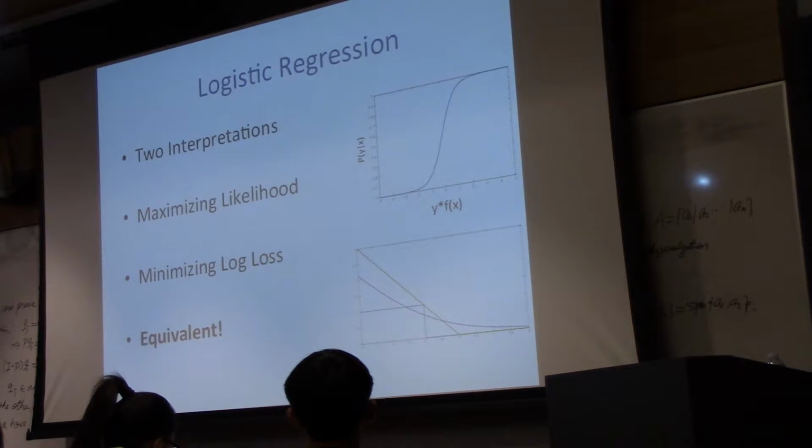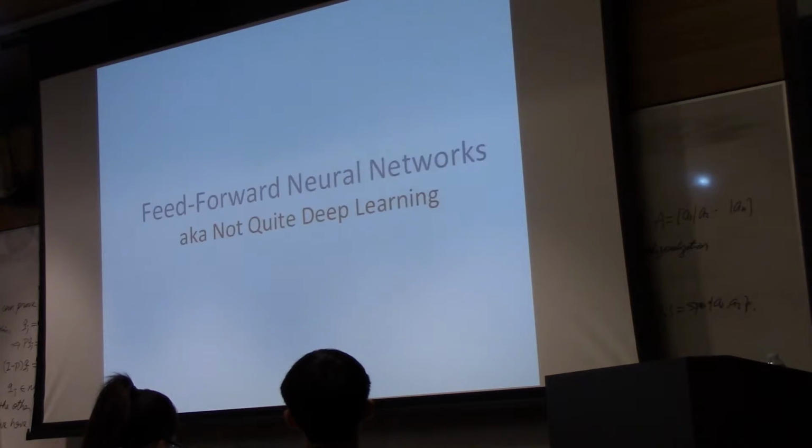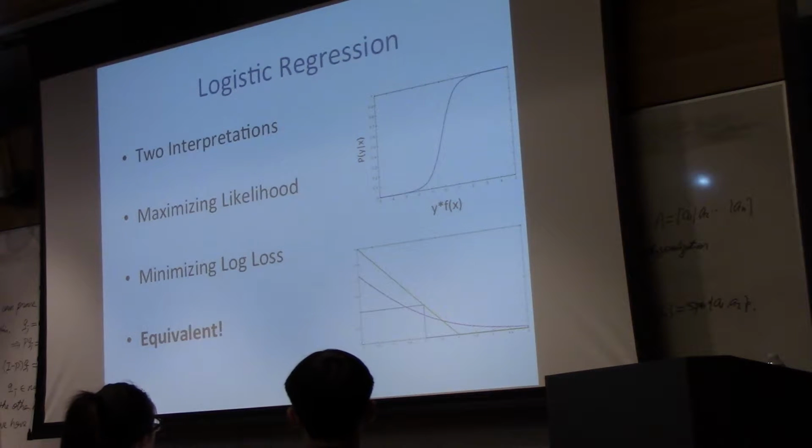Okay, so logistic regression, just to summarize: two interpretations. One is maximizing likelihood. One is minimizing log loss. And they're equivalent. Any questions on logistic regression?